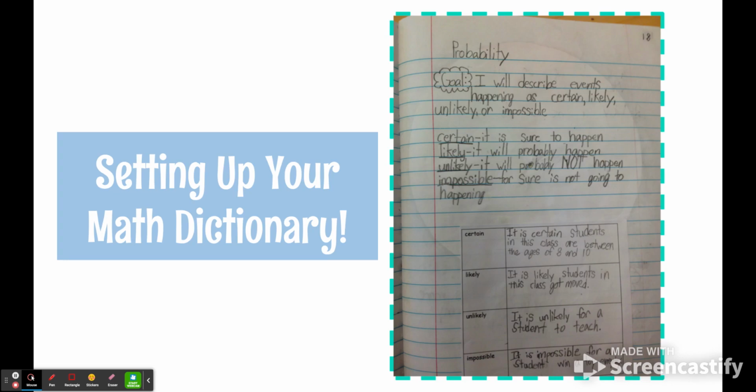Just to take a look on this first screen here, over on the right-hand side, you'll see an example of a math dictionary. There's quite a few examples as we go through, so keep these ones in mind because you may like one setup better than another, and you are more than welcome to choose that.